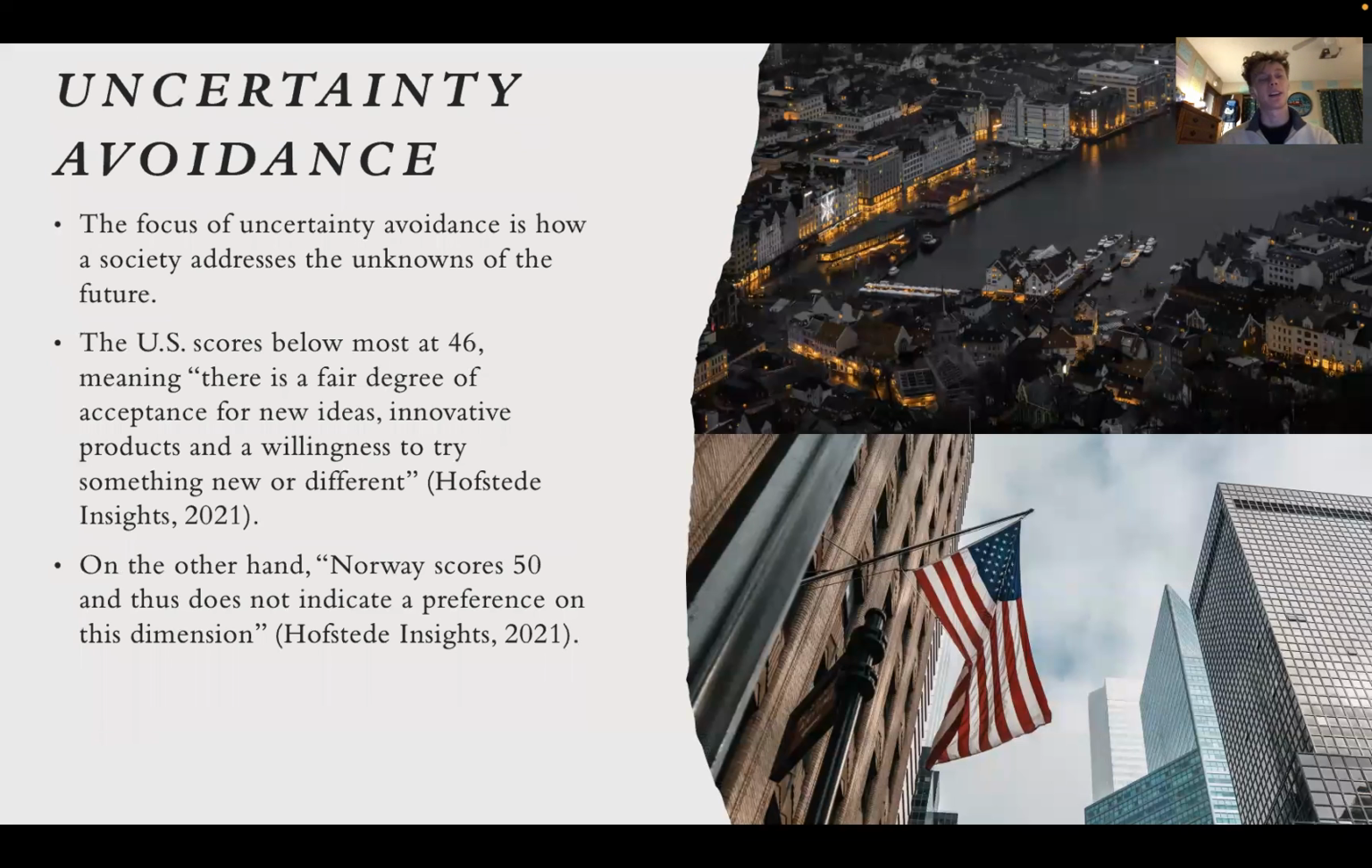Uncertainty avoidance is our next area that we're going to focus in on. And this has to do with how a society addresses the unknowns of the future. And so the United States scores below most with a score of 46, which basically means that there is a hunger for innovative ideas, and there's a willingness to step outside of the comfort zone and try new things. Norway is just above the US, but right at 50. And so not really much of a preference there. Both nations are pretty close to the middle.